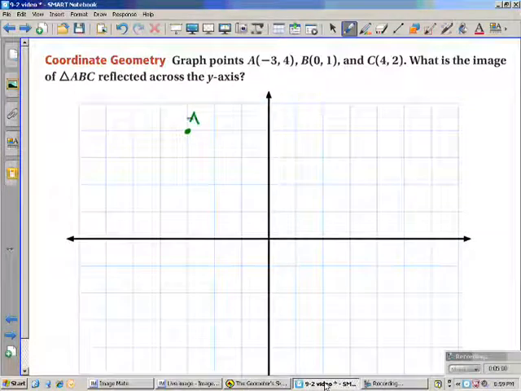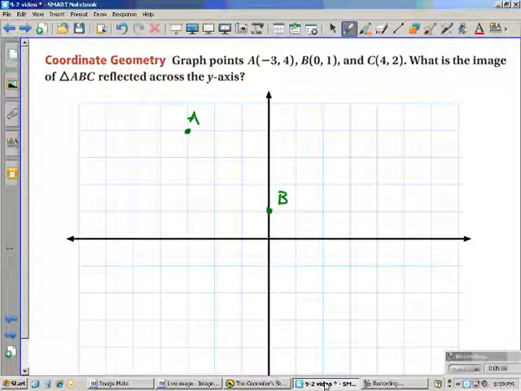All right, so if A is (-3, 4), I'll just plot that point. That's A. And B is (0, 1). And point C is (4, 2). Our triangle looks like this.